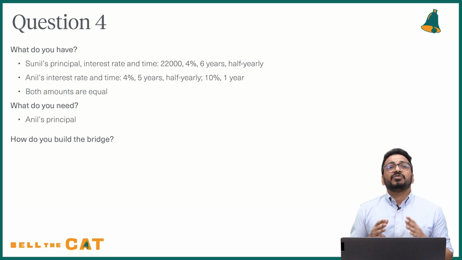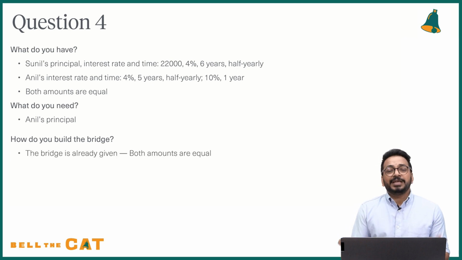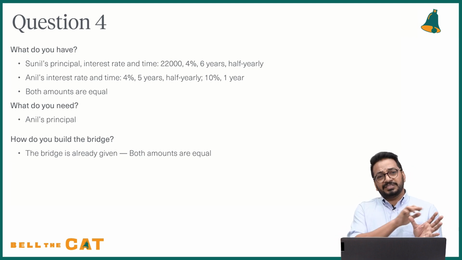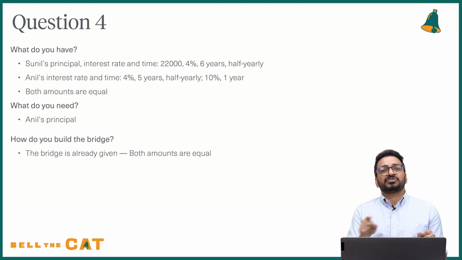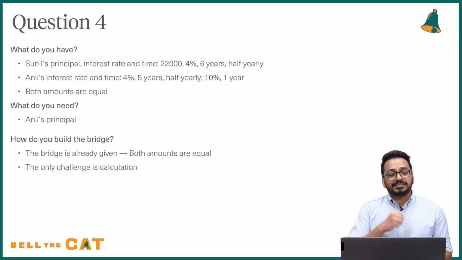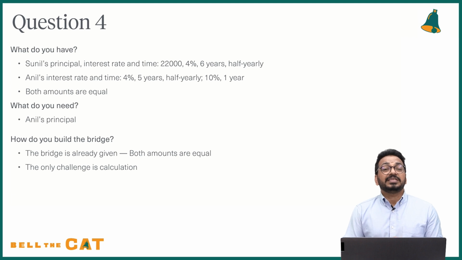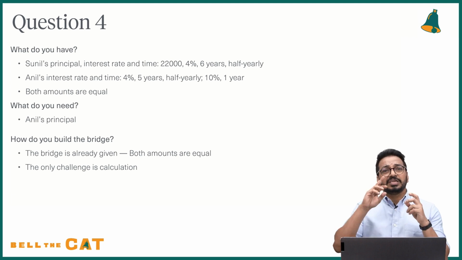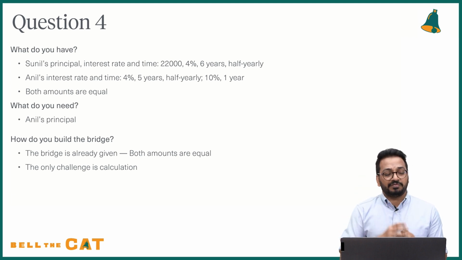What do you need? Sunil's principal. So actually here, you don't need to build the bridge. Why don't you need to build the bridge? The bridge is already given. One equation on the left hand side, all values. Another equation on the right hand side, all values. Only one thing is missing, X. But what is the tricky part here? The tricky part is that calculation. Everything raised to the power of 12, right?